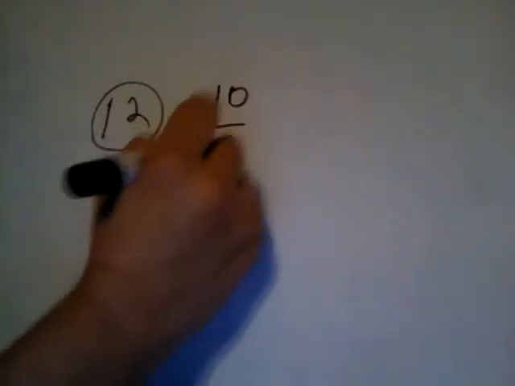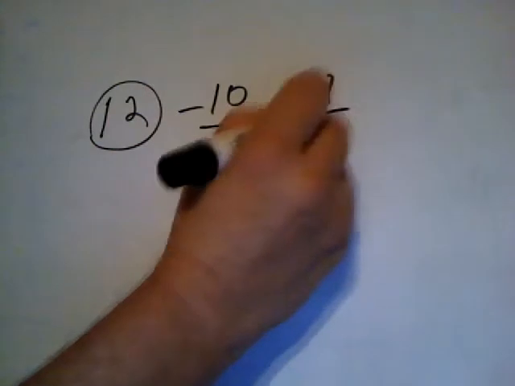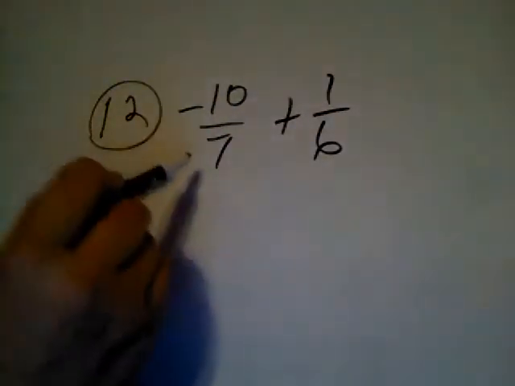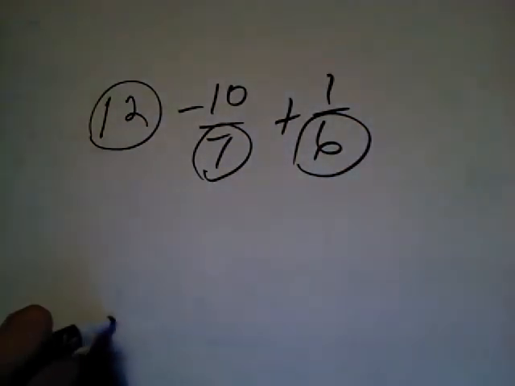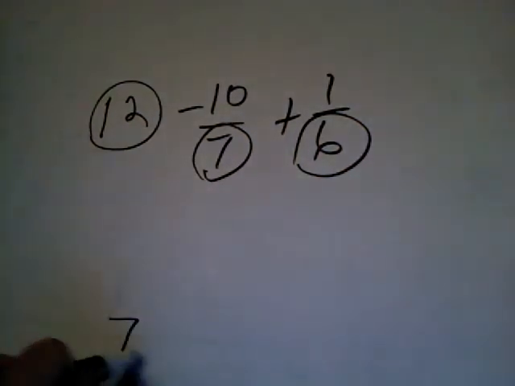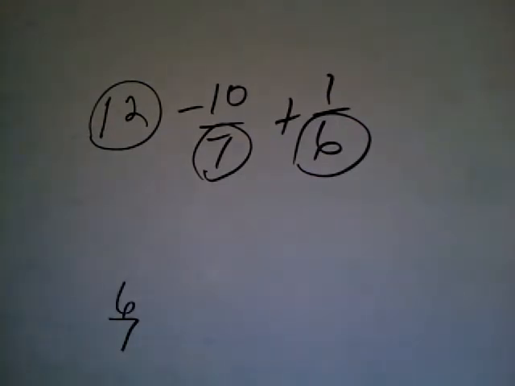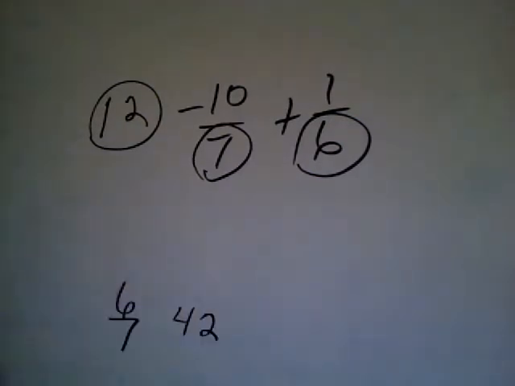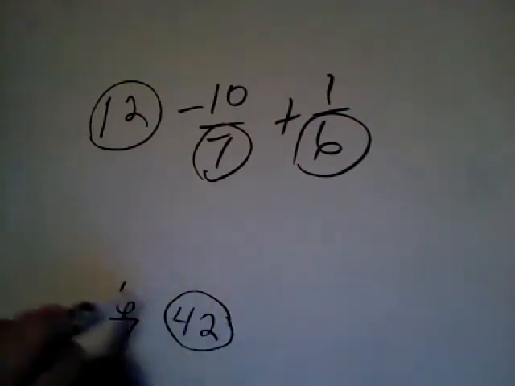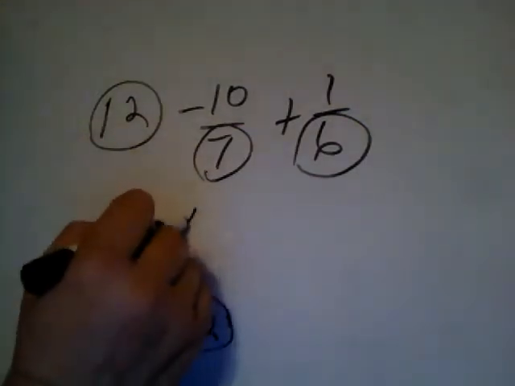Let's look at number 12. Number 12 says negative 10 over 7 plus 1/6. Well, the first thing I see here is I have a problem because the bottom numbers are not the same. So I need to count by 7 and 6 until I find the least common multiple. Now if I count by these numbers, I know that I'm going to find 42. I cannot think of anything else smaller when I'm counting by 6 and 7, so I'm going to use 42.